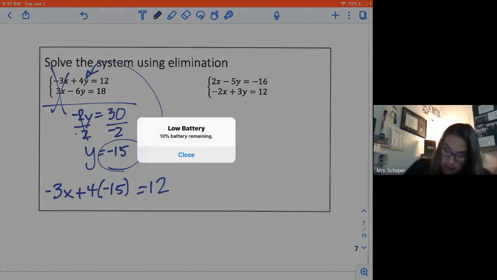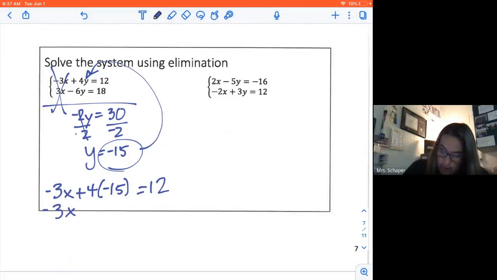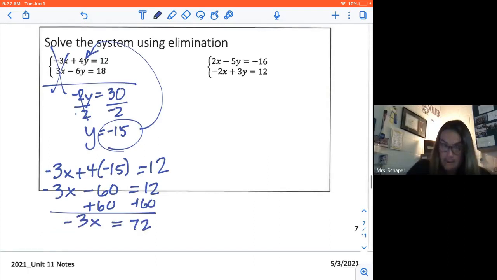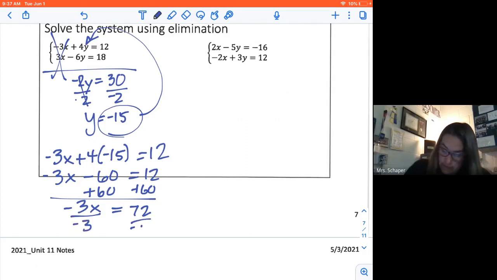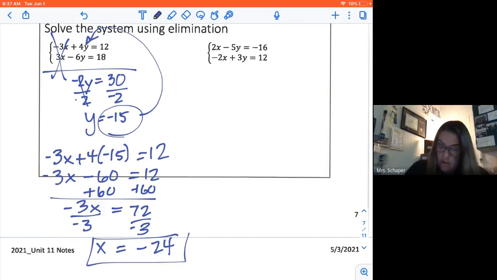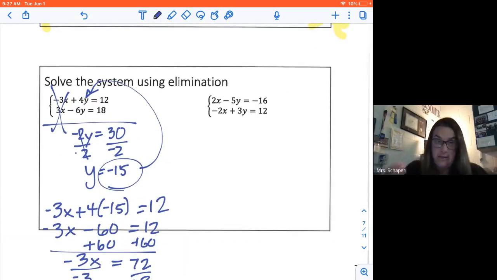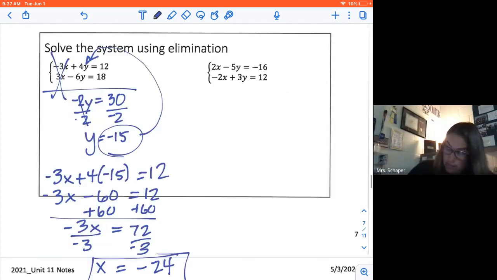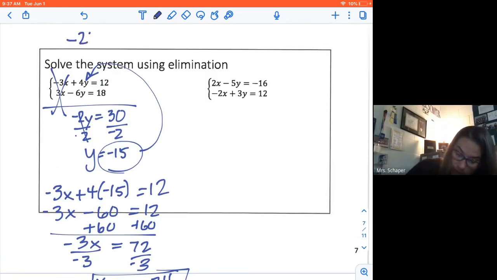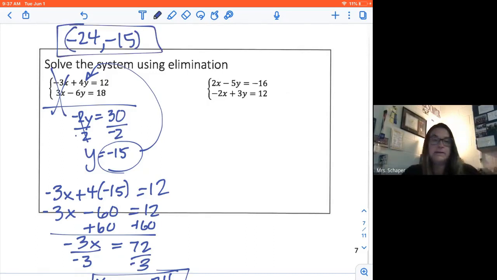So negative 3x minus 60 is equal to 12. I'm going to add 60 to both sides. I'm going to get that negative 3x is equal to 72. I'm going to divide both sides by negative 3. And x is going to be equal to negative 24. So the solution to my system, if I were to graph these two on a coordinate plane, they would meet at negative 24, negative 15. This is where they would meet.